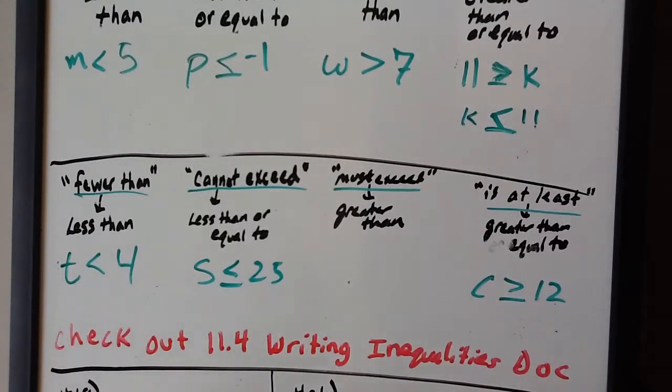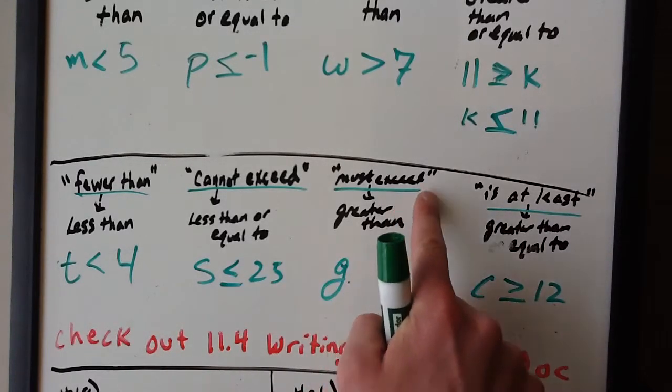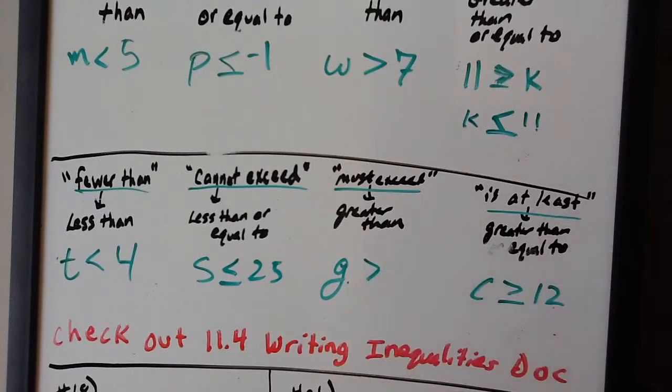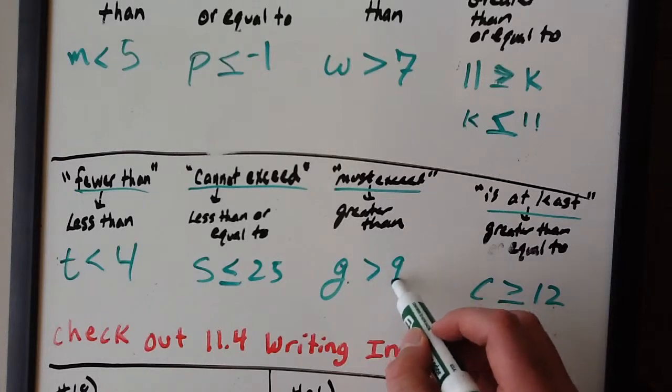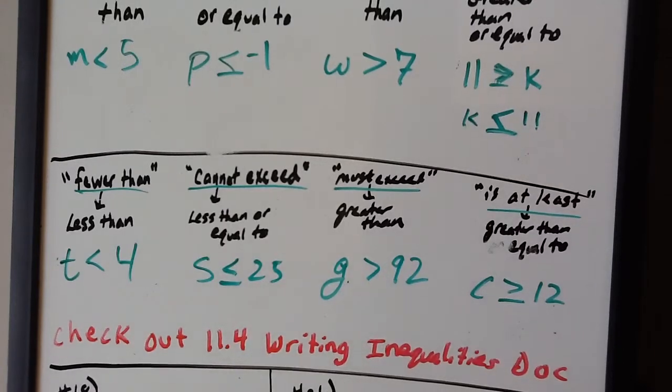And finally, number 15. It says to have an A in class, G, your grade, must exceed 92. If it must exceed, that means it has to be greater than 92. Okay, so G greater than 92. Again, check out that document on Classroom for these different wordings.